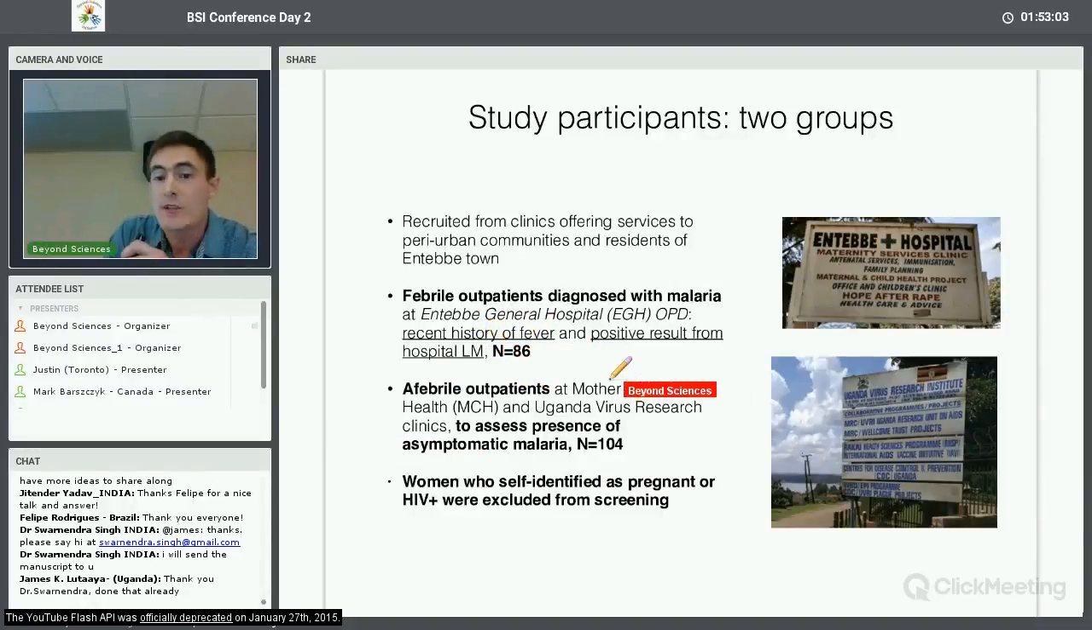Another group of participants was recruited to look at asymptomatic malaria. So these were women who didn't have any malaria symptoms. They were using public health services. Some of them were mothers bringing their children to the Mother and Child Health Clinic or any other clinic around the hospital and the Uganda Virus Research Institute. And these women were used to assess the presence of malaria in the asymptomatic population. There were 104 women. Women who self-identified as pregnant or HIV infected were excluded from the screening for the study.